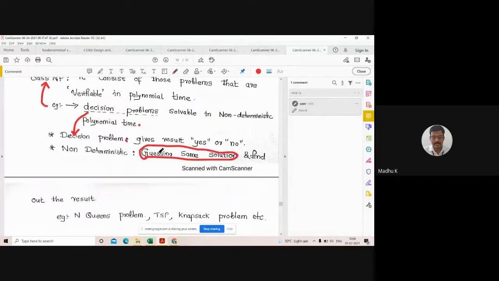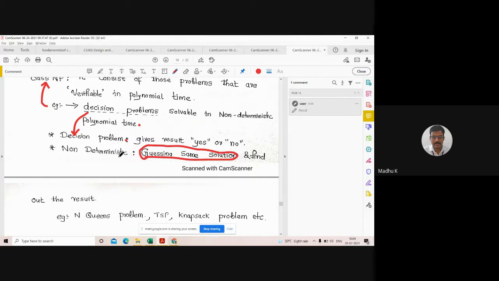In this way, I will try to get a solution. So that is about guessing some solution. If you are guessing some solution and finding the result, then that type of method is called a non-deterministic method. For example, if you think about sorting an array, are we guessing anything there? No, it is a predetermined procedure to sort the contents of the array, for example quick sort, bubble sort, etc. There is a fixed procedure. We don't want to guess the solution and proceed. So those are deterministic algorithms.